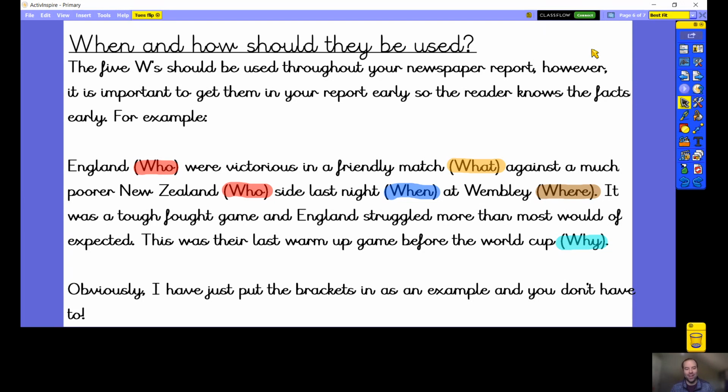So obviously, I've just put a little note at the bottom. Obviously, I've put brackets with the 5 Ws in as an example for you. So you don't need to do that in your work. Of course, we'll find them for you.